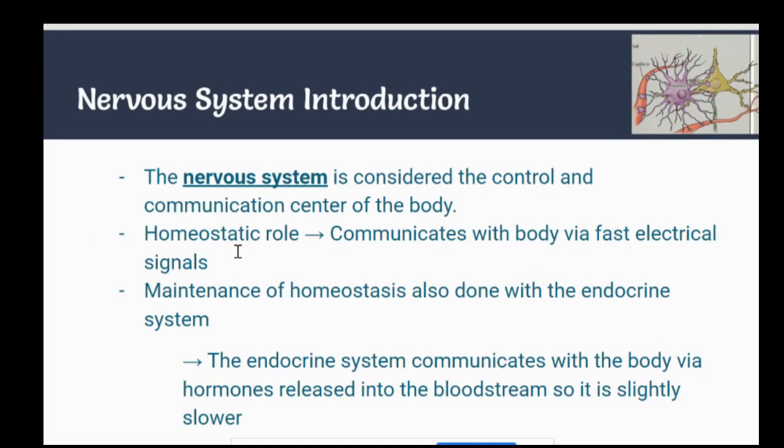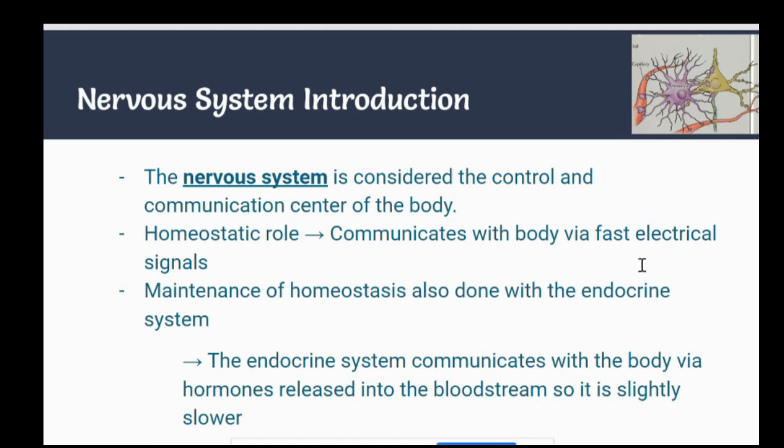And it's got a homeostatic role. Remember homeostasis. So it's kind of in charge of making sure that there's a balance within the body with all the different systems: pH, blood glucose, temperature, all that. And it communicates with the body via fast electrical signals. So the nervous system happens very fast. It's like sending a text message. When you hit send, it's instantaneous. Within a second your friend is going to get a little bleep bleep on their phone, and they've got a text message.